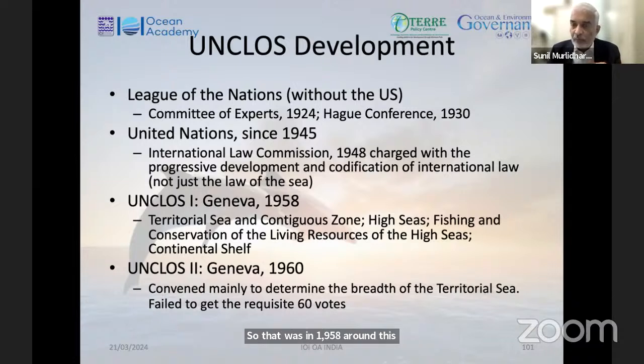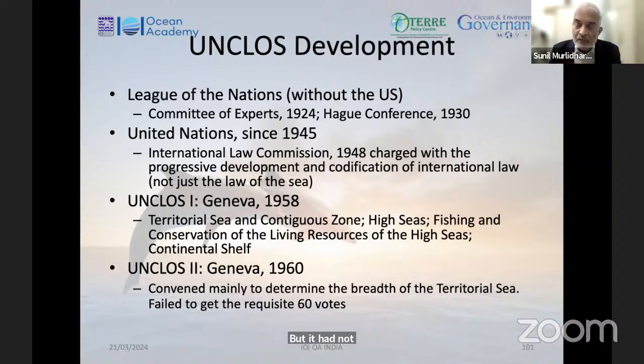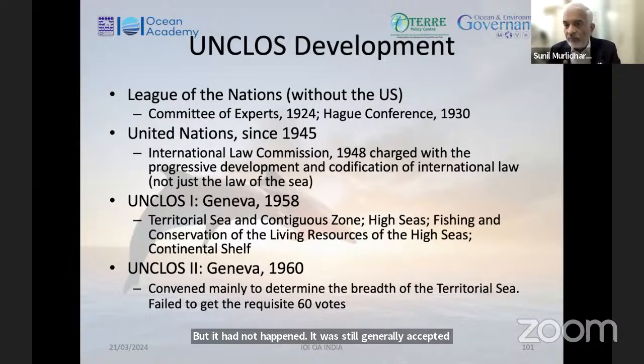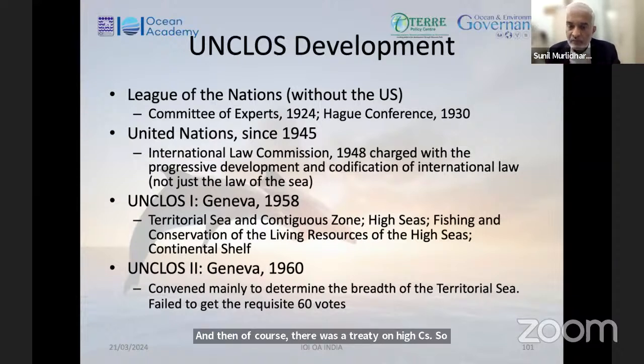Around this time, the move to have 12 nautical miles as territorial sea started to gain some anchorage in the thoughts of the policymakers, including the International Law Commission. So there was a slow consensus developing towards a 12 nautical mile territorial sea. But it had not happened. It was still generally accepted as 3 nautical miles. And the contiguous zone was a buffer zone of unspecified breadth, as it were. And then, of course, there was a treaty on high seas, where we talked about the freedoms of the high sea, etc.